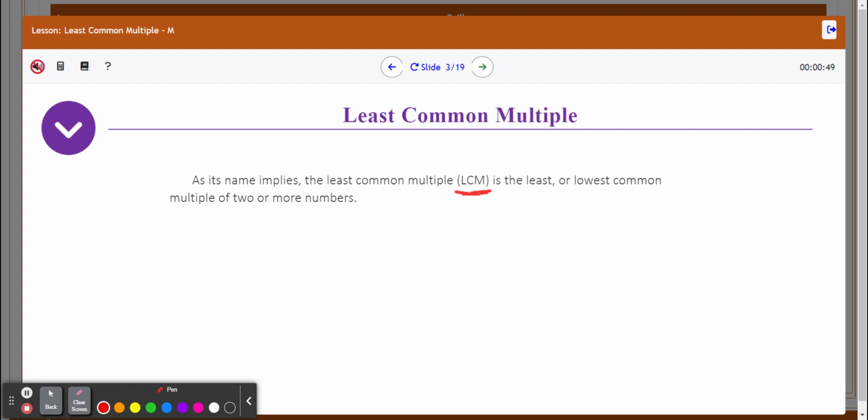So that acronym you're going to be hearing a lot. You're going to hear a lot of GCF. You're going to hear a lot of LCM. So from now on, least common multiple is LCM. So let's look at a couple numbers. For example, let's look at 6 and 8.